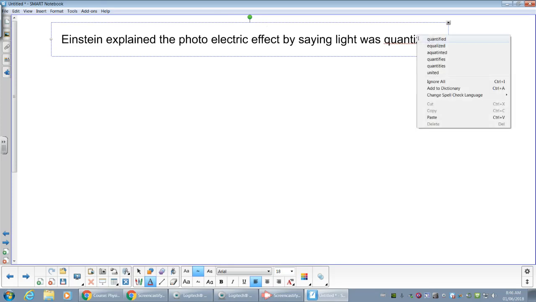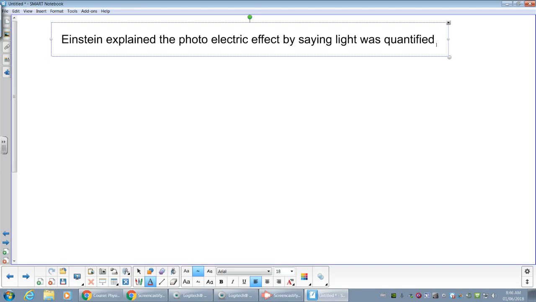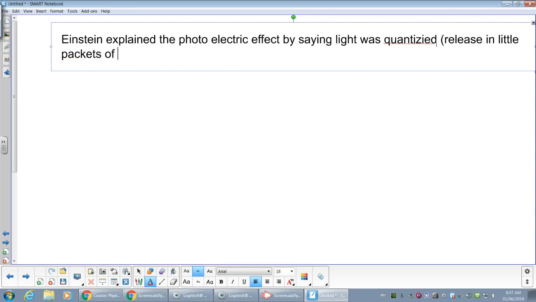Quantized. I don't know how to spell quantized either. Not quantified. Let's say light was quantized. That means released in little packets of energy. We call these units photons of light.